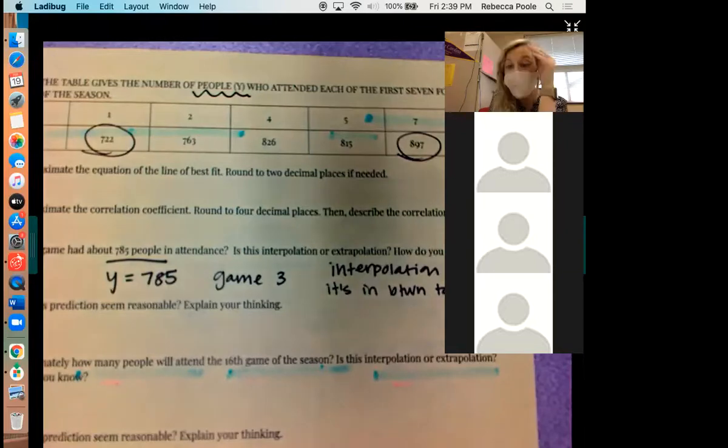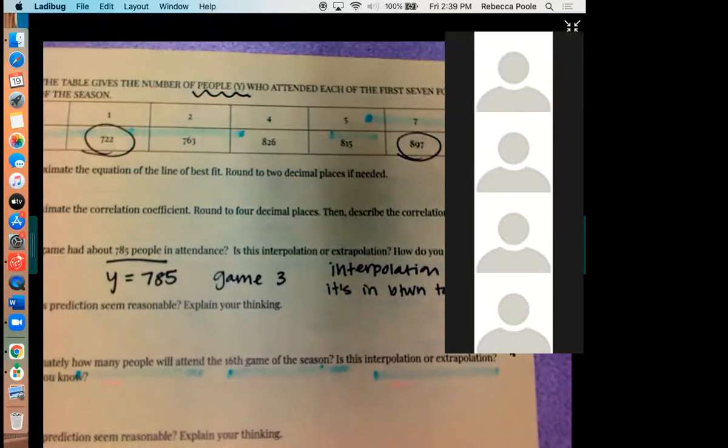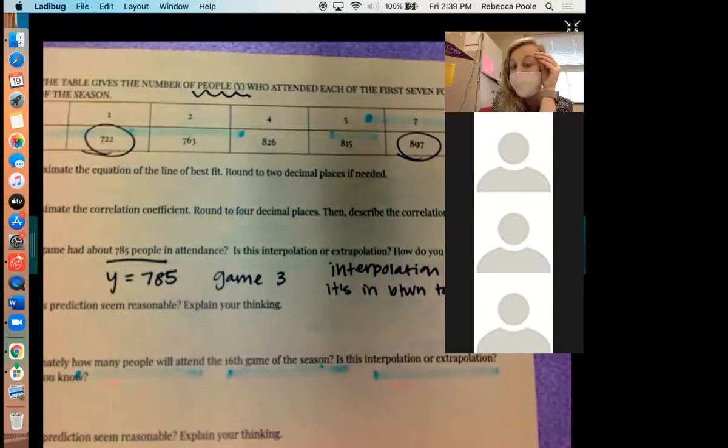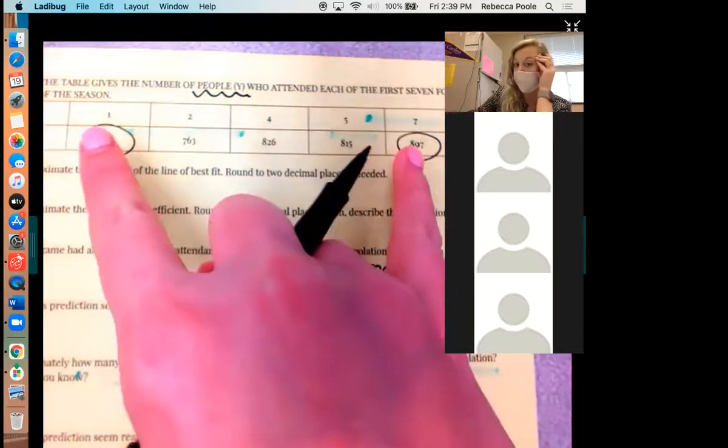Interpolation because it's in between the numbers in the table. Does anybody at home have questions about that? Because a lot of y'all did not join yesterday, which is okay. But I want to make sure you all know that's interpolation because we are asking about something that's in between the numbers in our table.